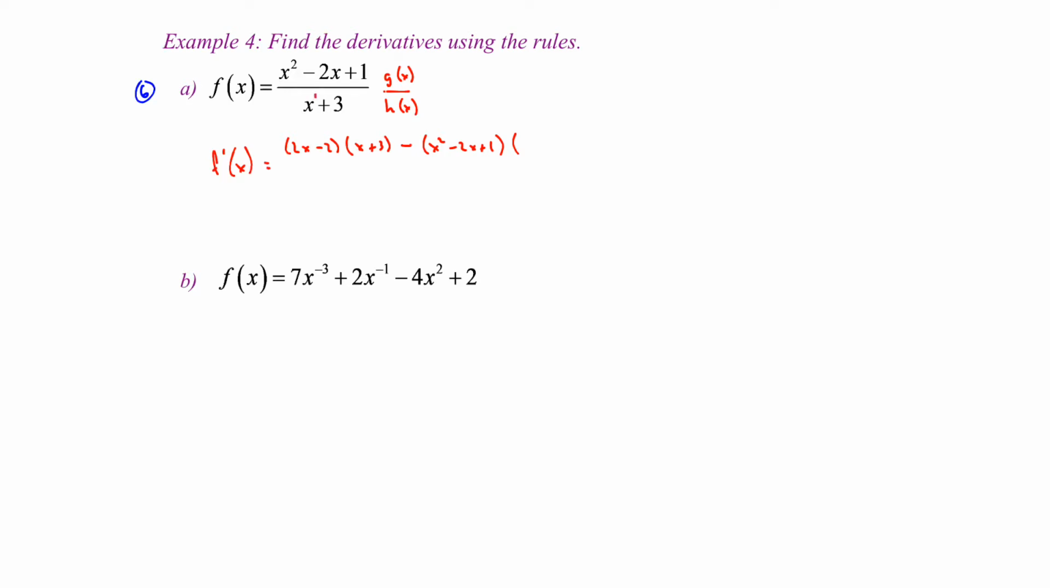Well, the derivative of h of x is just x to the first, so that would be 1 times x to the 0. So just to show you this, it would be 1 times x to the 1 minus 1 plus 0, which is just 1. So that's 1 divided by h of x squared. So if we simplify that, distribute on top, that'll give us 2x squared. We got 6x minus 2x, so that's 4x minus 6. So this quantity minus x squared minus 2x plus 1.